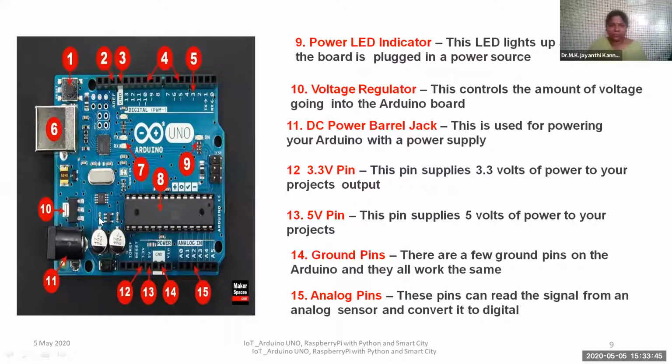The 12th one is the 3.3 volts pin. This pin supplies 3.3 volts of power to your project's output. To the 12th pin, we can give a power supply of 3.3 volts based on your project. The 13th pin is called the 5V pin. This pin supplies 5 volts of power to your projects. Through this 13th pin, we can supply 5 volts of power supply to the Arduino board.